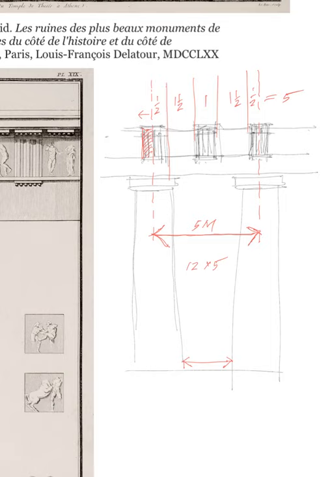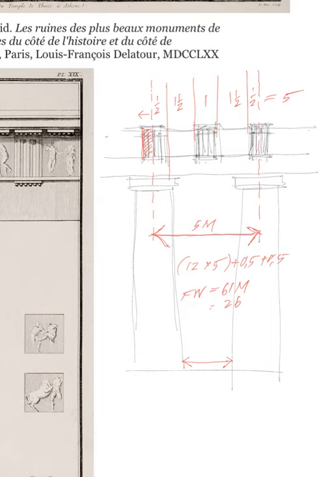So we would have to add half an M and another half an M. So in this example, we have a frieze width of 61 M on the long side and 26 on the short side.